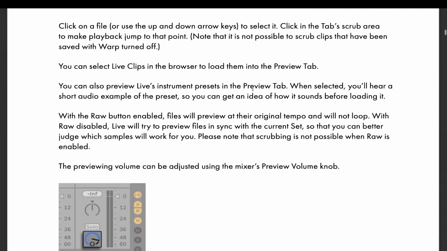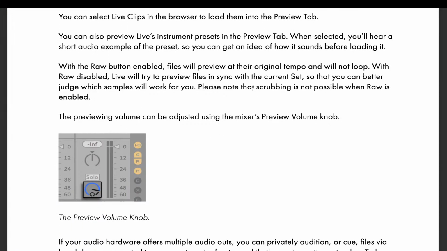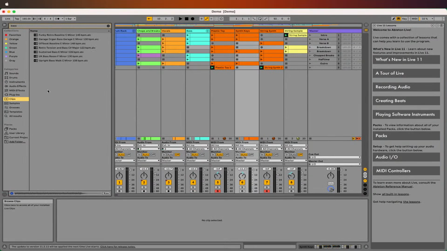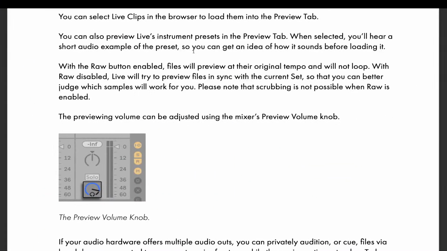There's no pictures. You can select live clips in the browser to load them into the preview tab. You can also preview Live's instrument presets in the Preview tab. When selected, you'll hear a short audio sample of the preset, so you can get an idea of how it sounds before loading it.